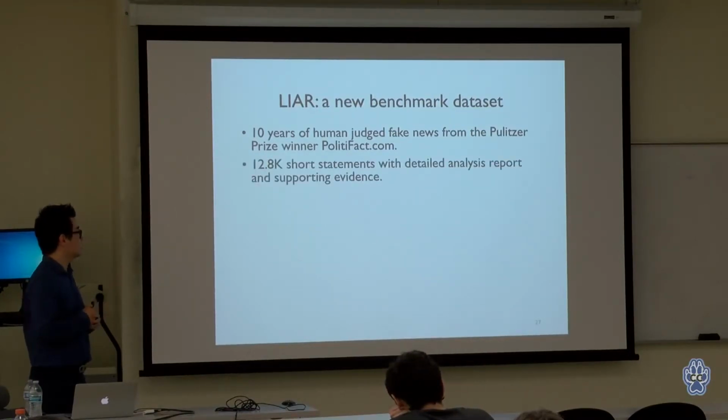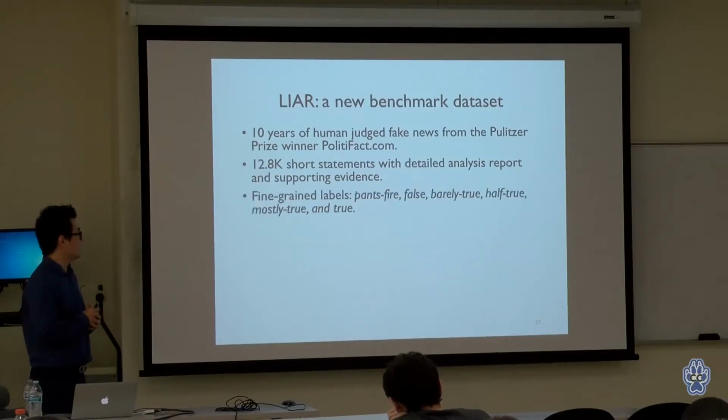So I basically went ahead and collected about 12.8K statements from this, and also the deep data analysis and supporting evidence for all these quotes, right? All these short quotes. And then we obtained some very fine-grained labels for every single quote, right? So we know whether it's really false, right? Pants on fire, or false, or barely true, or half true, or mostly true, or true, right? So we have very fine-grained labels with every single statement.